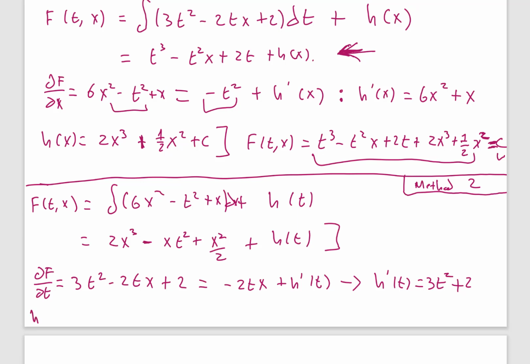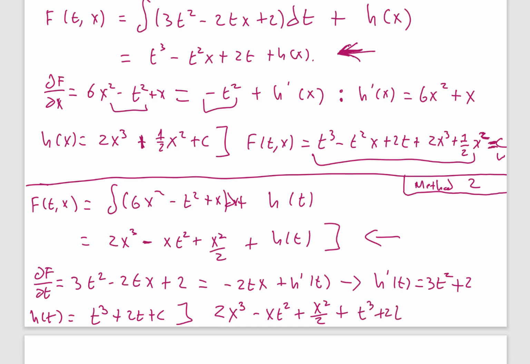And so now to find h of t, I'm just going to take the antiderivative. H of t is equal to t cubed plus 2t plus c, and now I'm just going to add that to my f, and I've got the general solution is 2x cubed minus xt squared plus x squared over 2 plus h of t, t cubed plus 2t, now is going to be equal to some constant. Okay, and so there you have it, 2 different ways to solve the same problem. They're symmetric, so you do whichever way works for you the best.